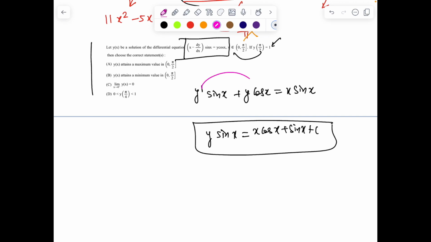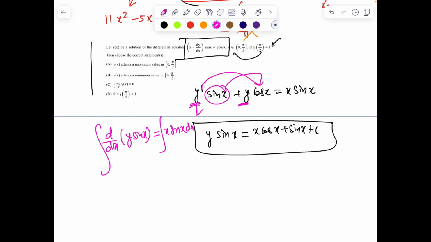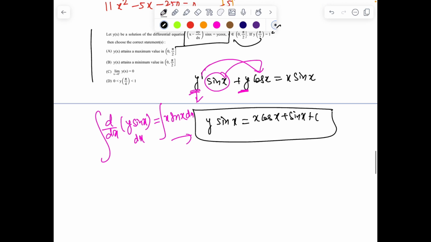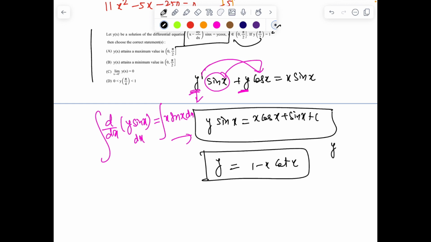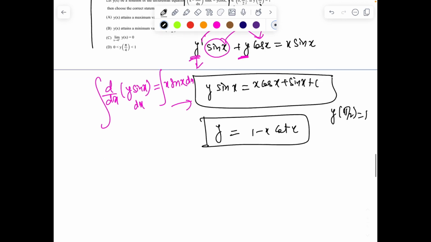Actually, this is also a perfect differential, because the derivative of y is written here, y is left here, and the derivative of sin x is written here, so this can be written as d/dx of y sin x on the LHS equal to x sin x. Now just integrate on both sides with respect to x, and the integral of x sin x by integration by parts is minus x cos x plus sin x. Then from here we get y equals 1 minus x cot x, since at pi by 2 the output is 1.